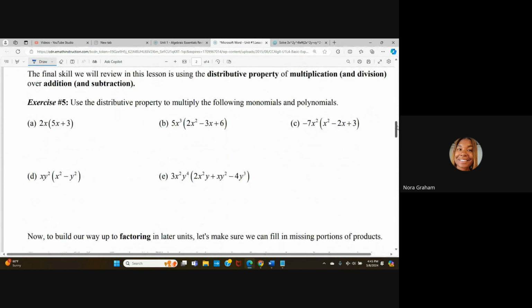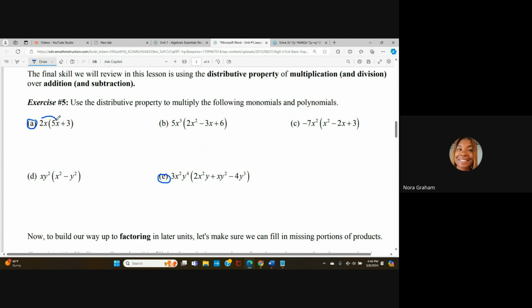Let's go ahead and look at exercise 5, using the distributive property to multiply the following monomials and polynomials. So let's go ahead and do these. For the sake of time, I'm just going to do A and E. If you want to see any other ones, let me know. Basically what we're doing is we're going to expand them. Okay, so let's look at this one.